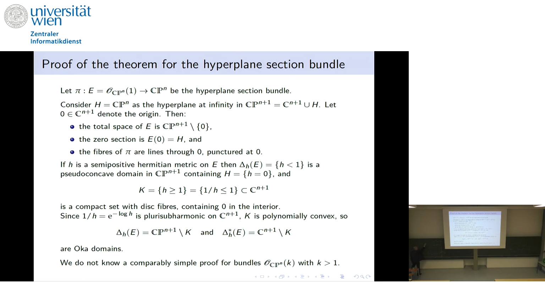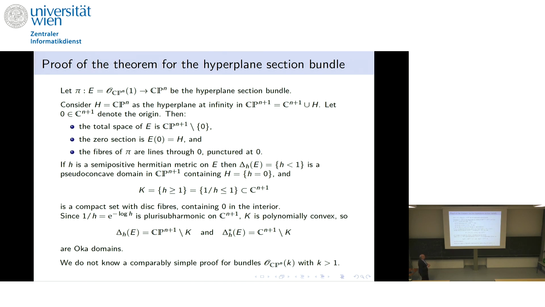Okay, so this thing is a 0 section. And then you look at what's written there. So you have a semi-positive Hermitian metric. Then you look at the disk bundle. This is a pseudo-concave domain containing the thing at infinity. And its complement, K, which is where H is bigger or equal to 1, is a compact set in here, which is sliced by disks because you have a Hermitian metric. And this set is polynomially convex.